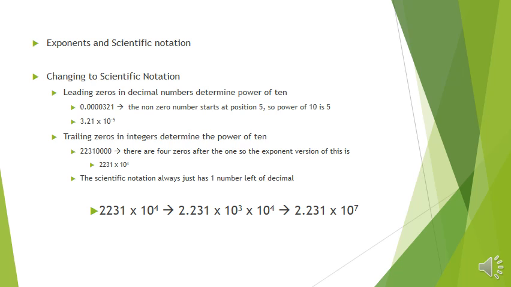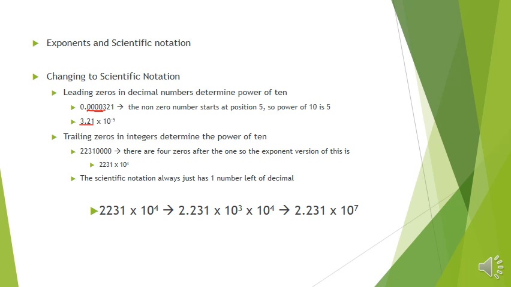One more thing. Let's talk about exponents and scientific notation. Let's say you want to change a number to scientific notation. You have to look at the number first to see if it's an integer or decimal. So let's say I have a decimal number. All leading zeros in a decimal number will determine the power of 10. To write this out, you count the number of zeros and then add 1, because you're going to start here.